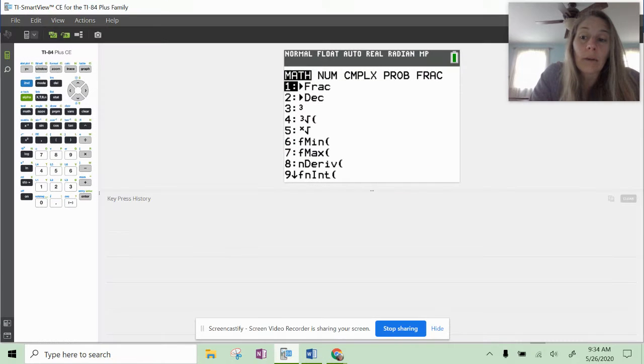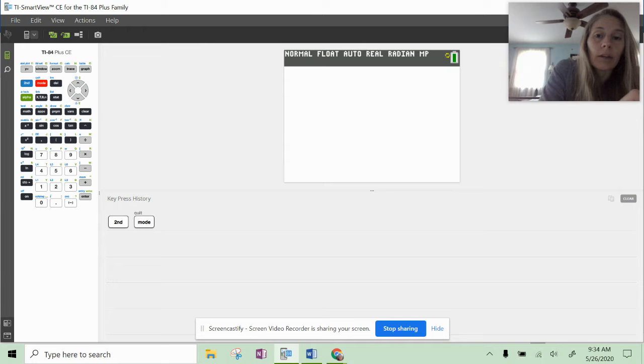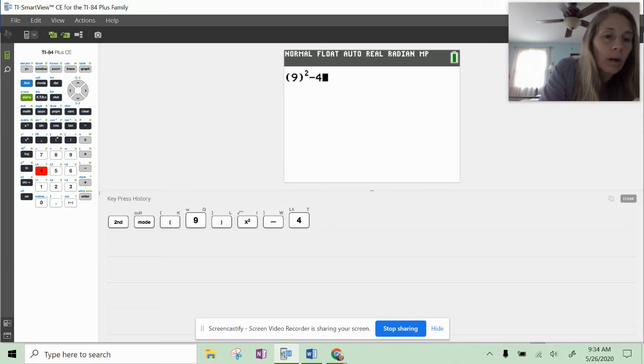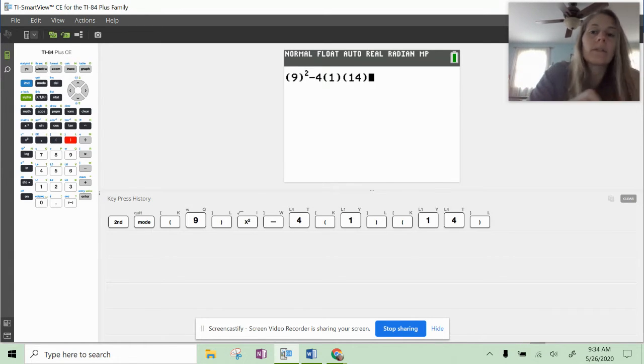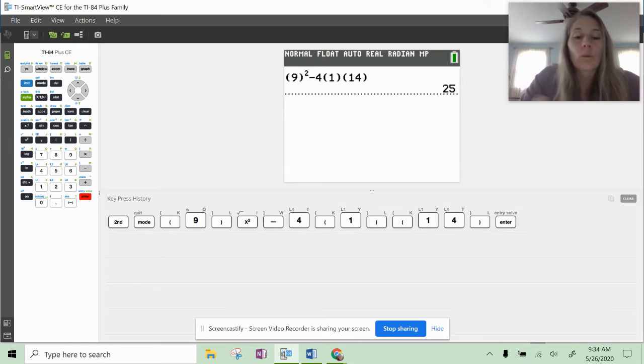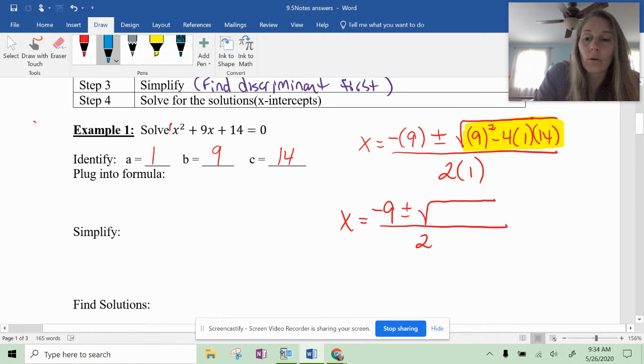So you're going to go to your calculator, and you're going to go ahead and do 9 squared minus 4 times 1 times 14. Notice I did not do a square root, right? You want to find out what's inside of that square root. And I get 25. Okay, so we know that this is now a 25 in here.